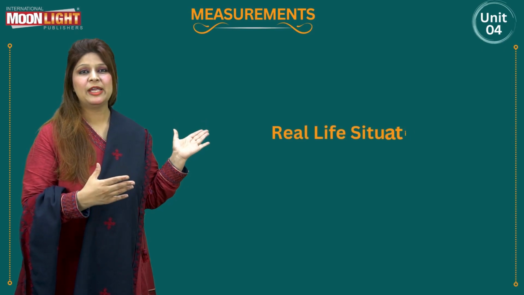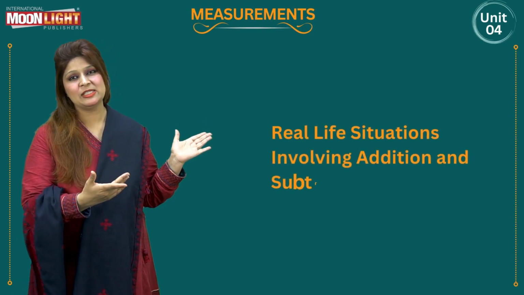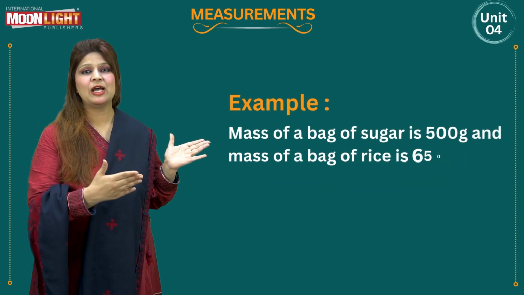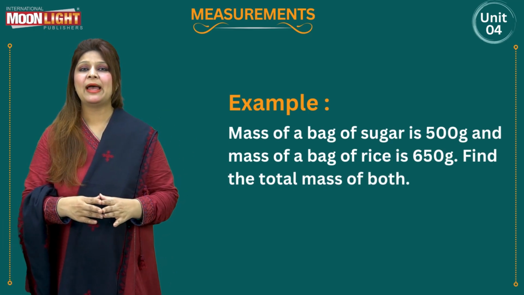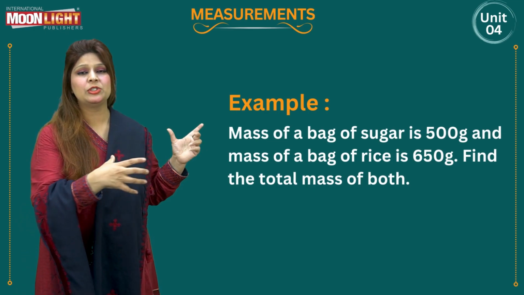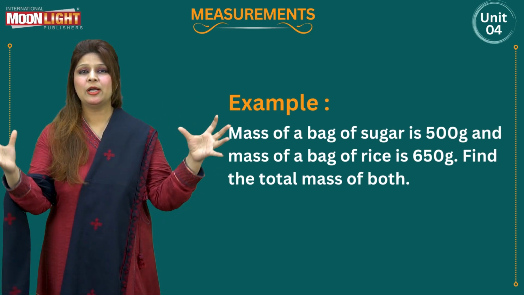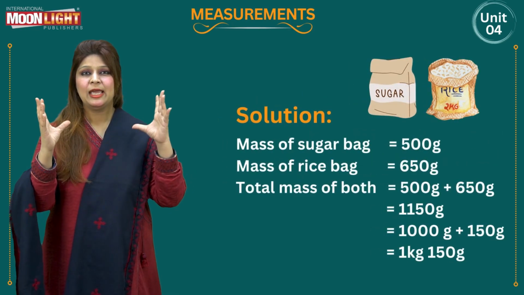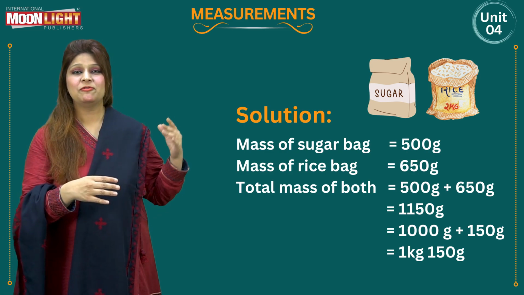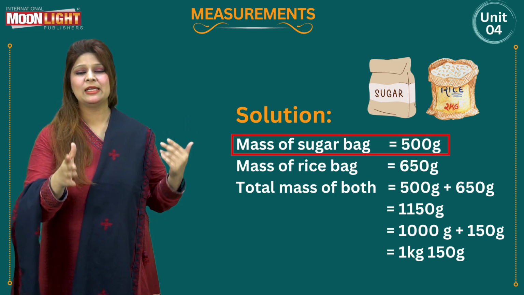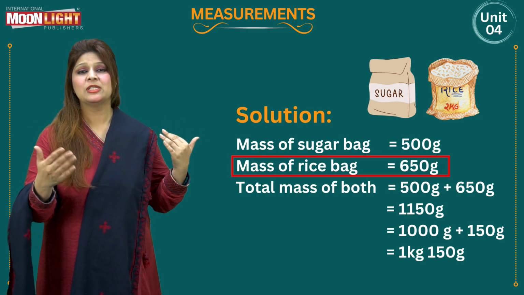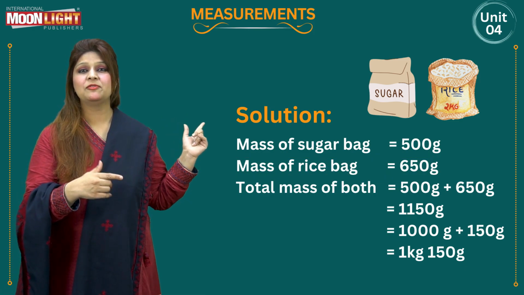For this first example over here is of real life situations involving addition and subtraction of mass. The first one is mass of a bag of sugar is 500 grams and mass of a bag of rice is 650 grams. Find the total mass of both. So you are going to add the both quantities and then you are going to get the answer. This is what the question is saying to you guys. Here the first statement will be mass of sugar bag is equals to 500 grams and the mass of rice bag is equals to 650 grams. This is what I have taken from the first sentence.